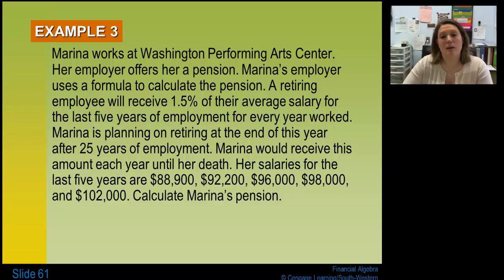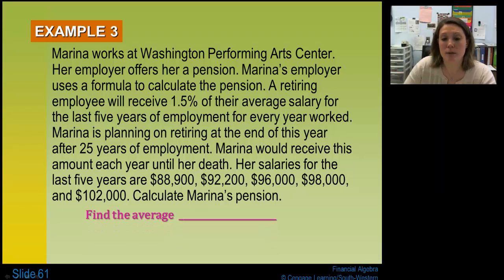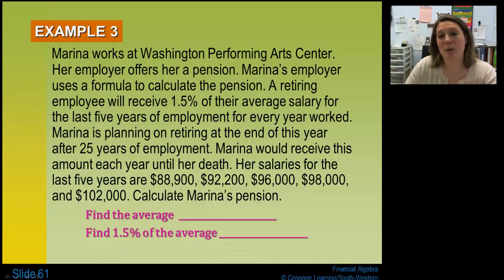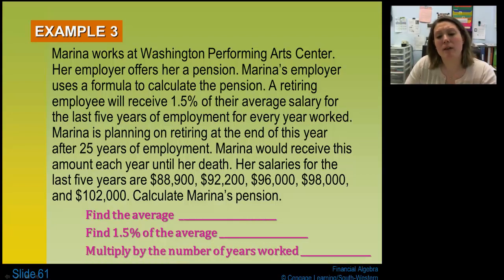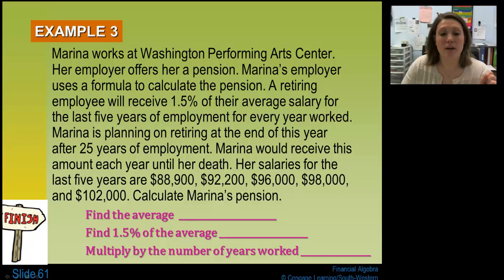So we need to calculate Marina's pension here. Well, there's a couple pieces that we have to do here. First, we need to find the average of her last 5 years of working. So you need to do that piece, find the average. Here's her last 5 pieces. After you find the average, you need to take 1.5% of that average. Of, again, means multiply. I can't have the percent in there, so I need to convert this to a decimal. So it's going to be 0.015 of the average. Once you have that value, you're going to multiply that by the number of years that she worked, and that is what she's going to receive per year until she dies. So go ahead and finish this problem.